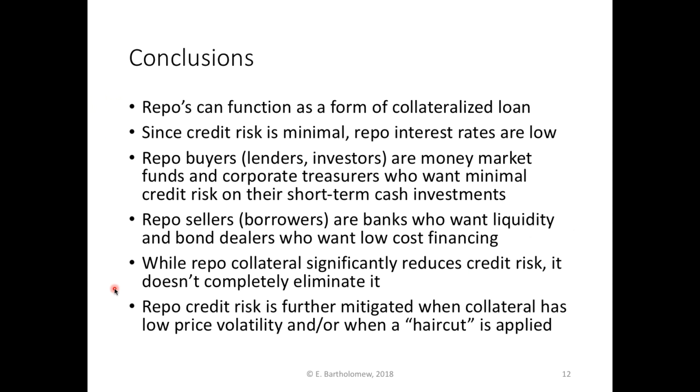And we also saw that there are ways of mitigating that. So the repo credit risk can be further mitigated by using collateral that has low price volatility, like a treasury bill, and/or combining that with a haircut. In other words, having a loan smaller than the amount of the collateral.